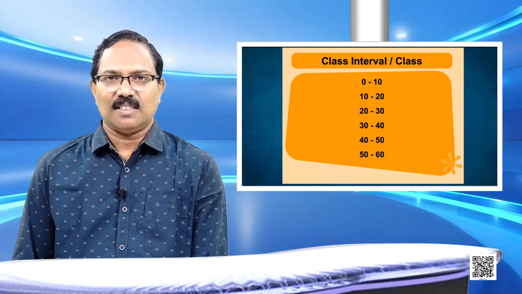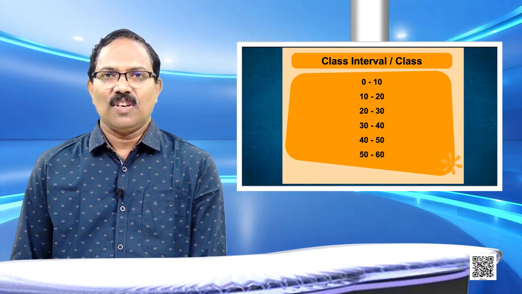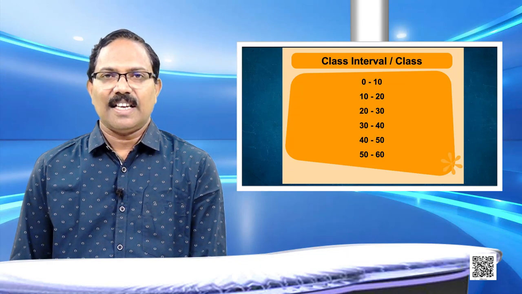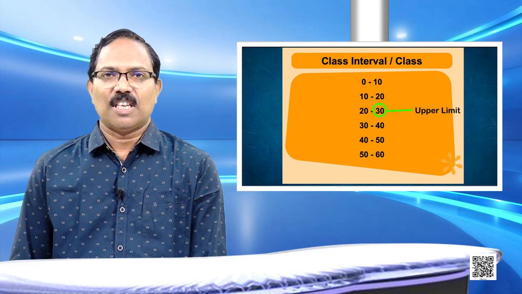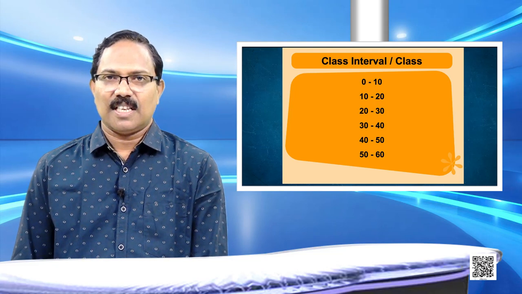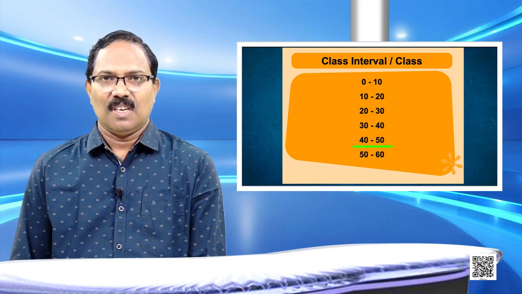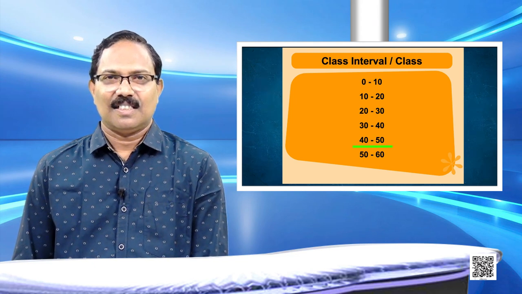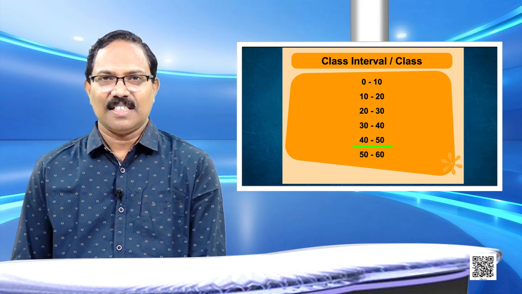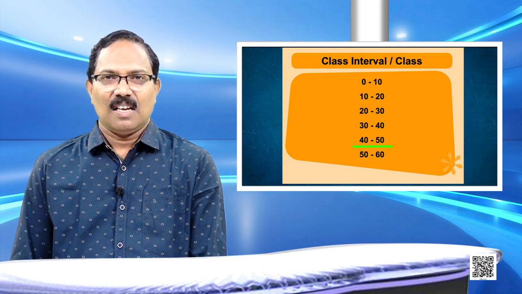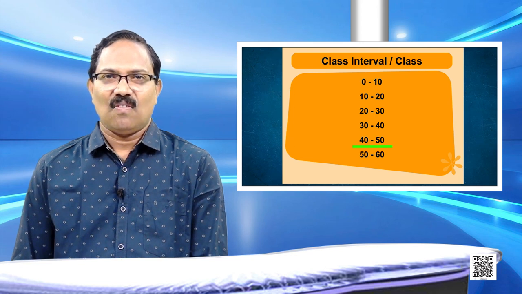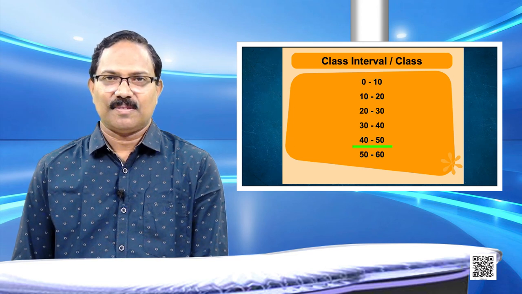When you consider the class 20 to 30, 20 is called the lower limit of the class and 30 is called the upper limit of the class. Let us take another class, 40 to 50. What is the lower limit of this class? Yes, you are correct. 40 is the lower limit. And what is the upper limit of this class? Yes, 50. You are correct.